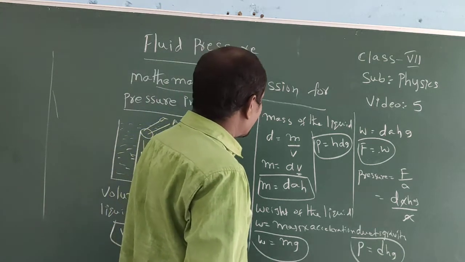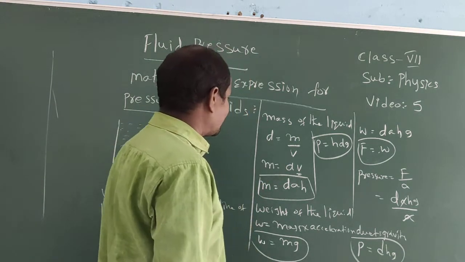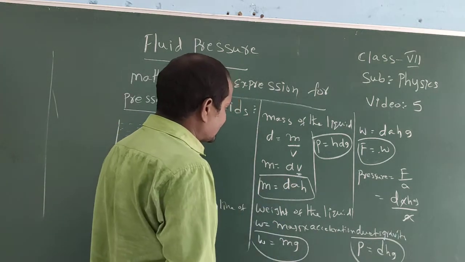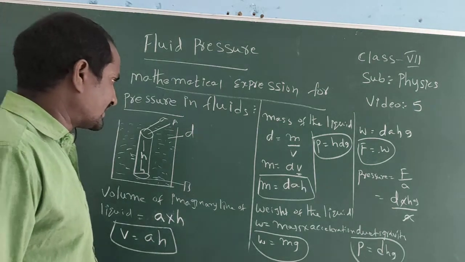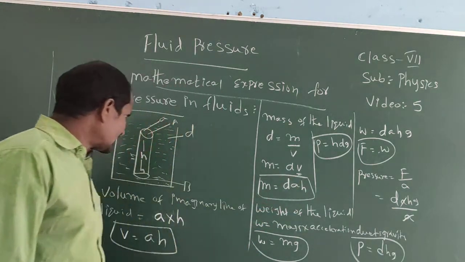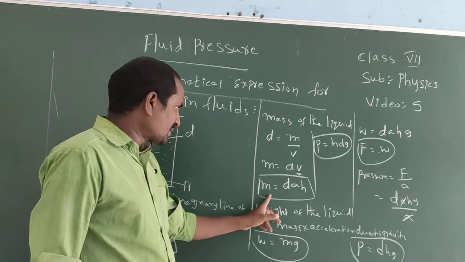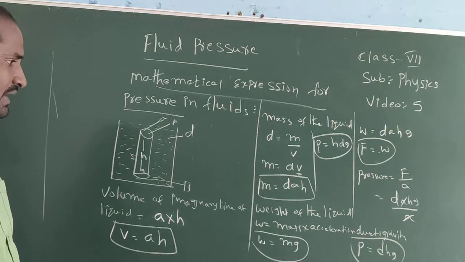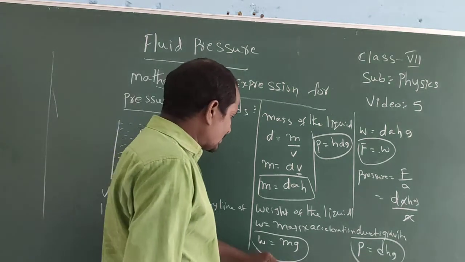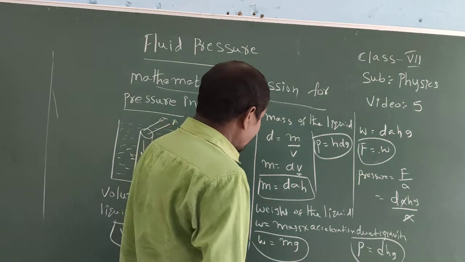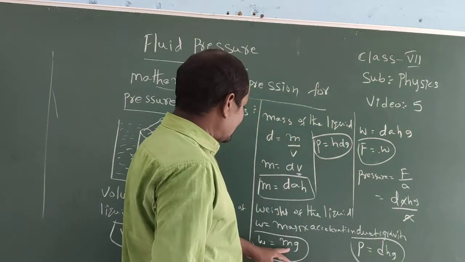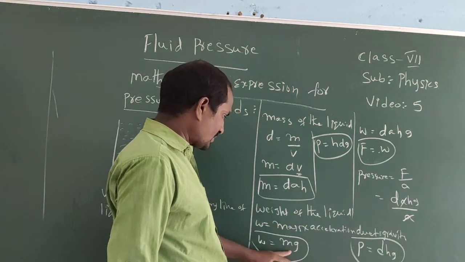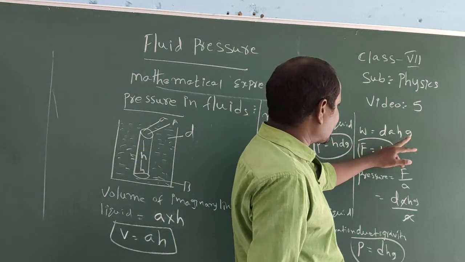Now the mass of the liquid. Density equal to mass by volume. From this equation we can write m equal to density of the liquid into volume of the liquid, that equal to dV. Now we know that V equal to A into H, so m equal to dAh. So weight of the liquid equal to mass into acceleration due to gravity, weight equal to mg. So we can write W equal to dAh into g.